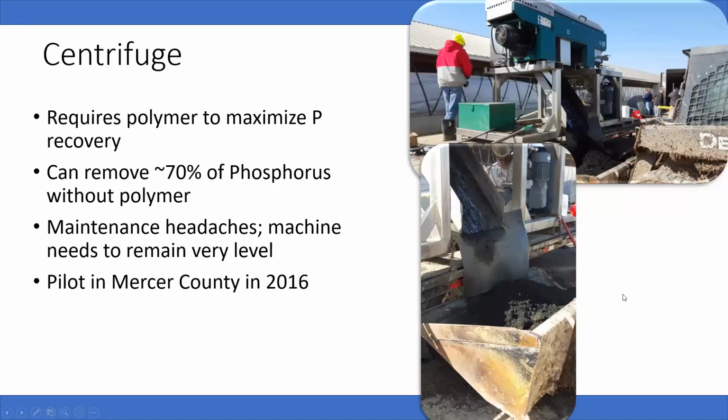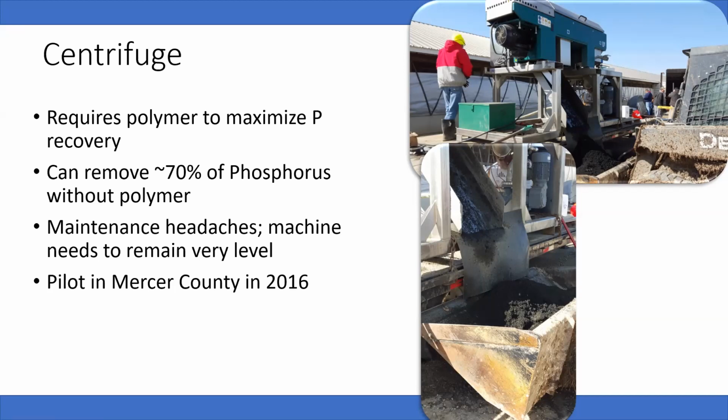We've looked at centrifuge. In fact, we piloted a centrifuge in Mercer County in 2016. They're a very efficient machine that can recover up to 70% of the phosphorus in liquid, in this case, swine manure that we piloted. We were able to recover 70% of the phosphorus without any chemicals used, just using the machine. And then we were able to get 90 to 100% of phosphorus recovered into the solids using polymers in this project.